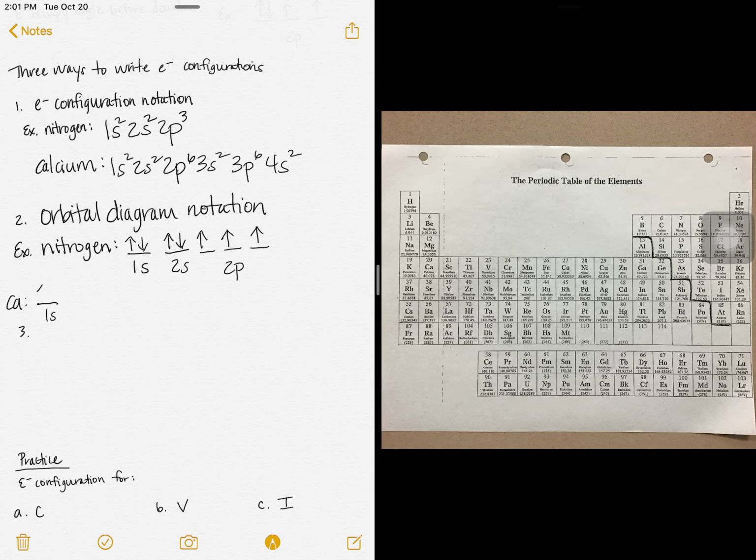And calcium's would look kind of similar. We would first encounter the 1s. We have an up and a down. We have the 2s. We have an up and a down.